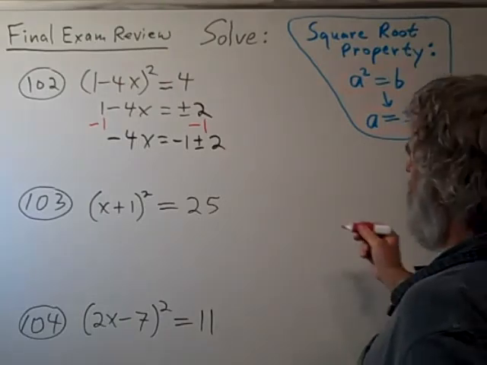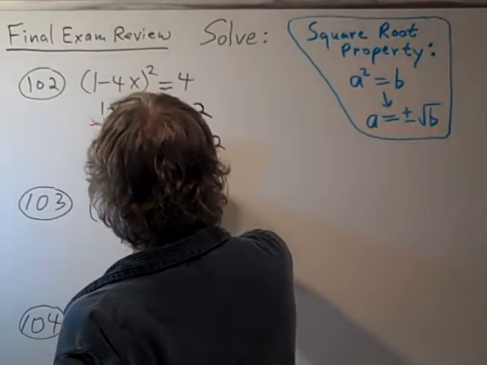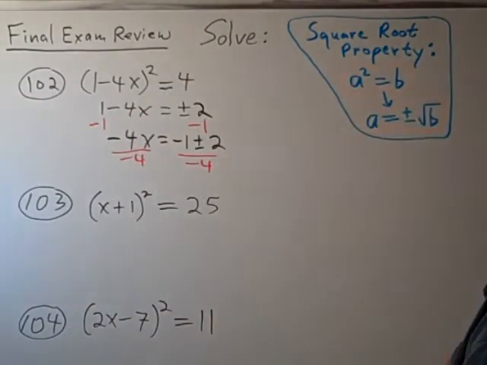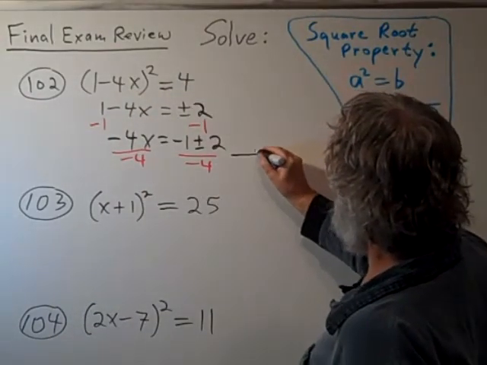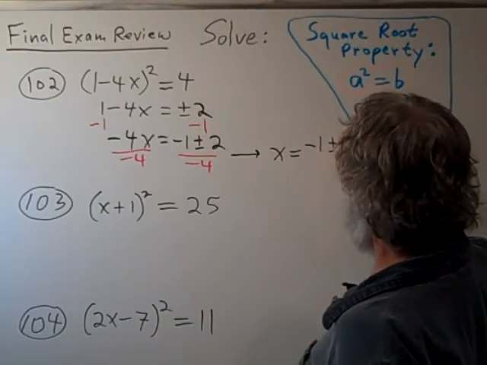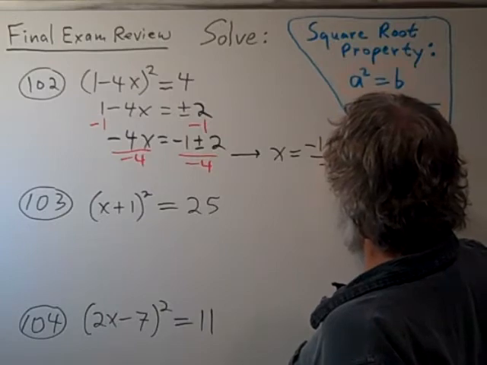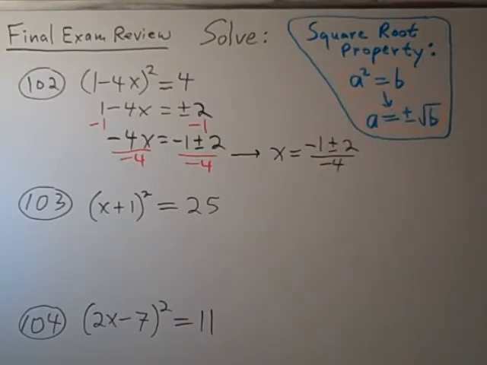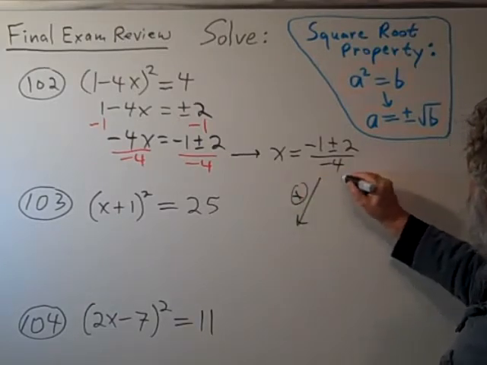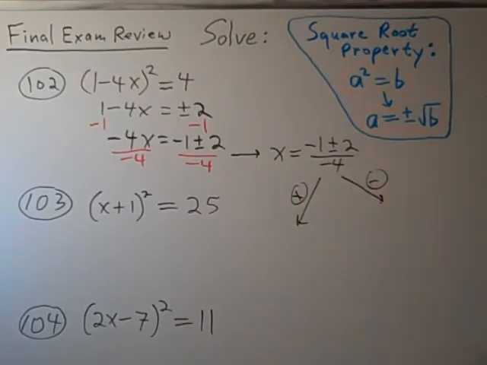Lastly, divide each side by negative 4, and you get that x is equal to negative 1 plus or minus 2 divided by negative 4. This gives us two answers to the question. The plus will give us one, and the minus will give us another.